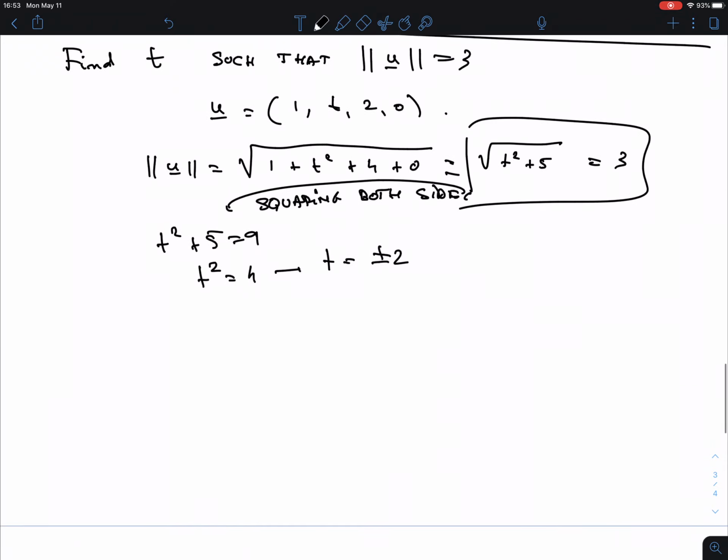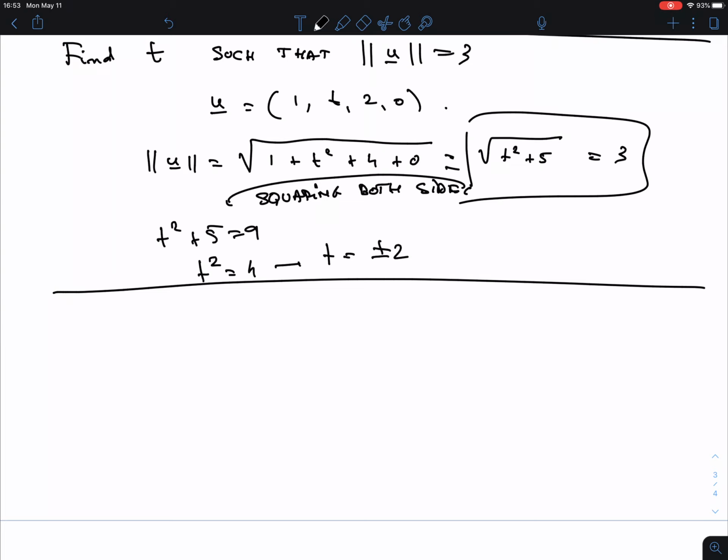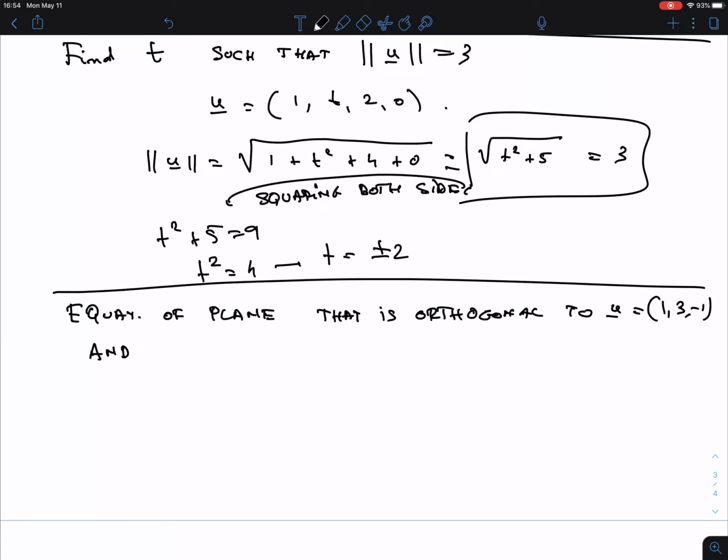Another one was not on the midterm, but it belongs to this chapter also: what's the equation of a plane that is orthogonal, or normal, one sometimes says, to the vector u with coordinates 1, 3, negative 1, and containing the point 4, 0, 1. Okay, so there are a couple of ways of doing that.